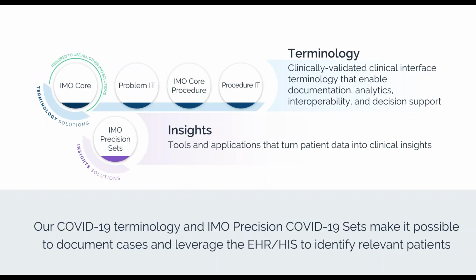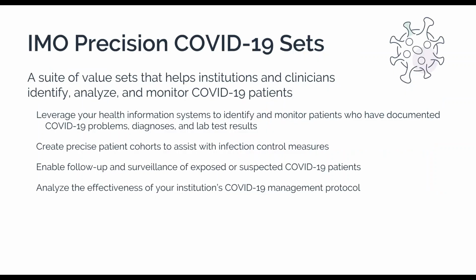So recording specific information in individual patients' charts is a central activity in medicine. Equally important is the ability to go back and find patients based on that information. And that's where value sets come in. IMO precision sets are collections of value sets that are used to find patients based on specific characteristics. Familiar uses of value sets include things like finding patients with hypertension, diabetes. We've built value sets that can find patients with COVID-19 and related states.